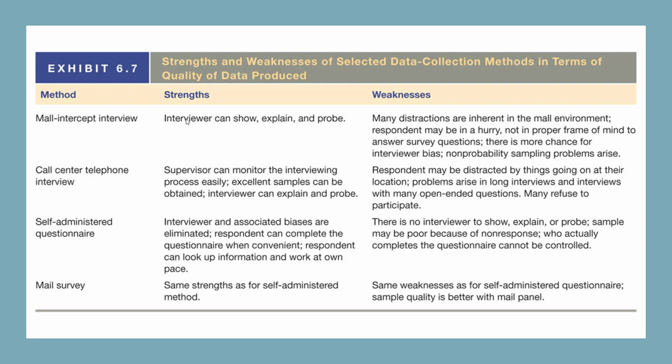So if you look at mall intercept, call center, telephone, the first top two, obviously you have people involved. If you have people involved, you can really explain, you can show, you can probe respondents. Also, obviously, with call center interviews, the supervisor can monitor the interviewing process easily, make sure quality control is good, and they have excellent sample size. You can get it done through call center interviews and make sure you have good data. That's what we did talk about: that you have representation of the population, the data quality.